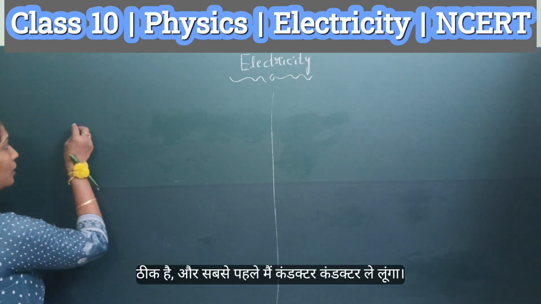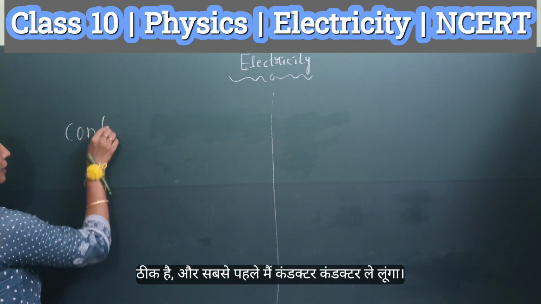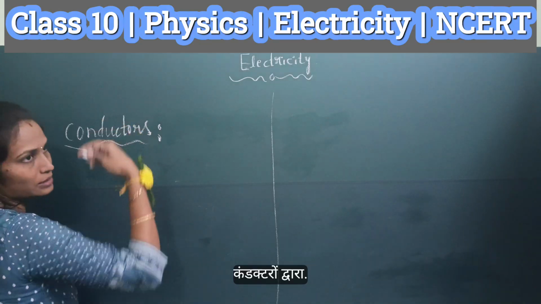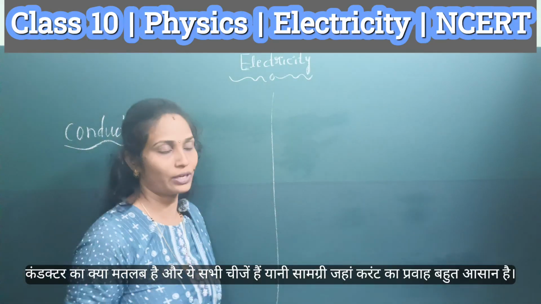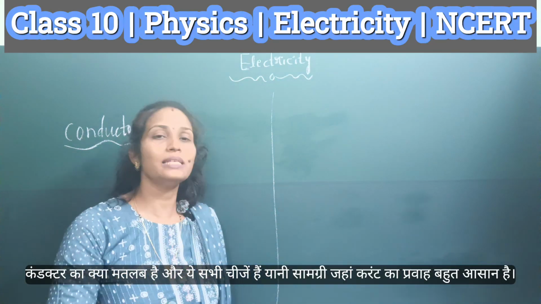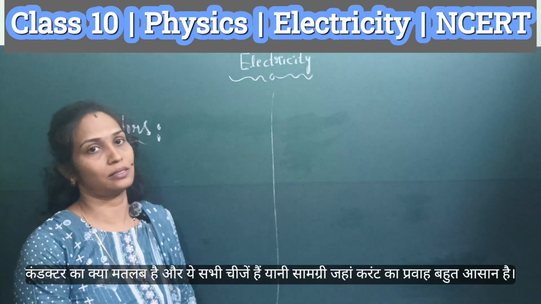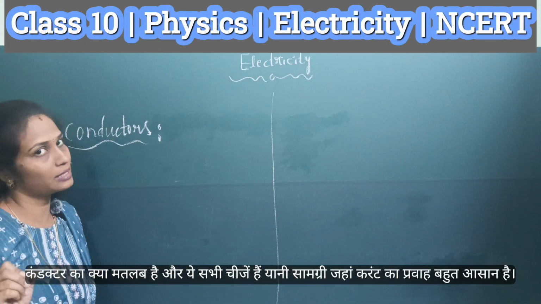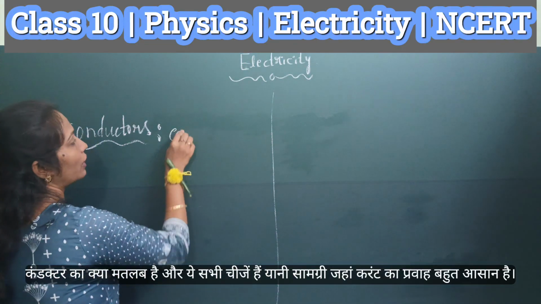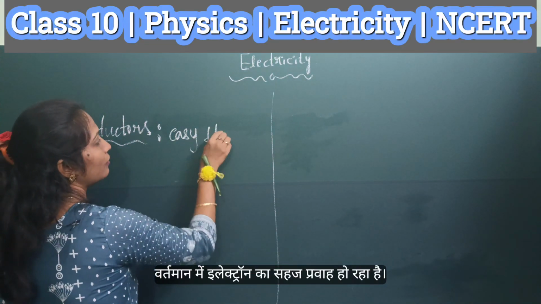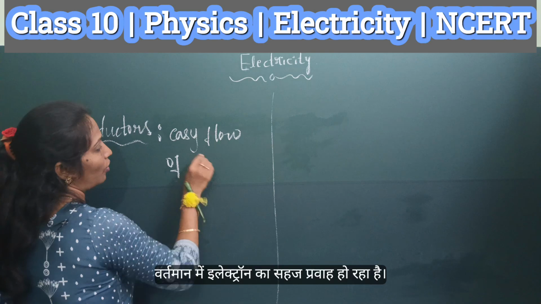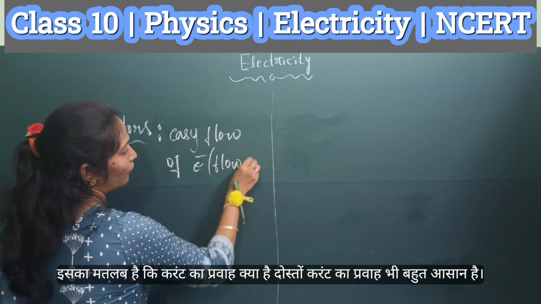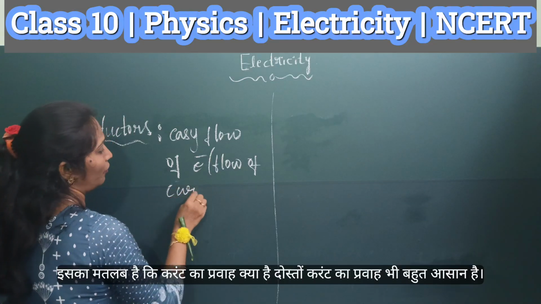First I'll take conductors. What do you mean by conductors, guys? What is the meaning of conductors? These are materials where the flow of current is very easy, the flow of electrons happens easily. It means the flow of current is also very easy.